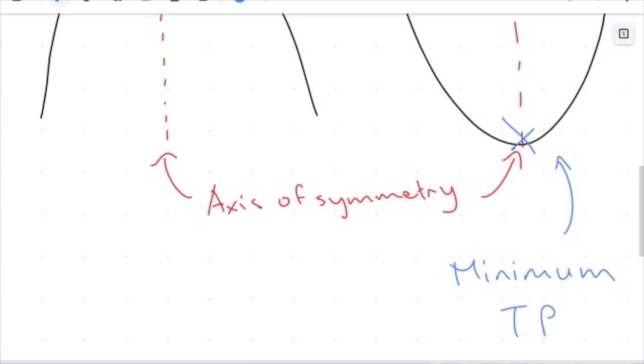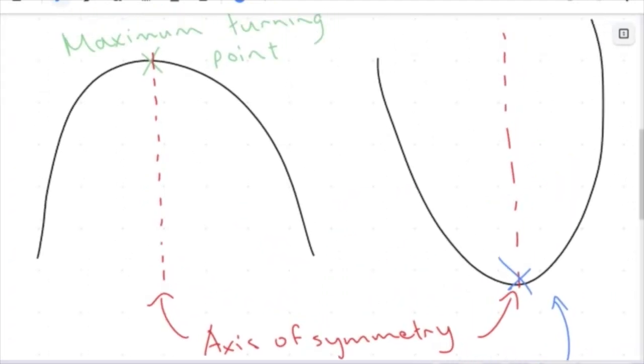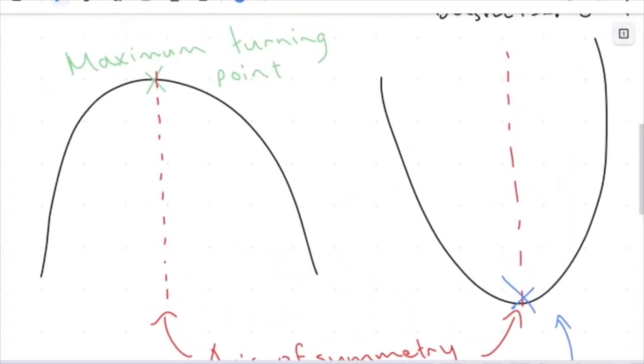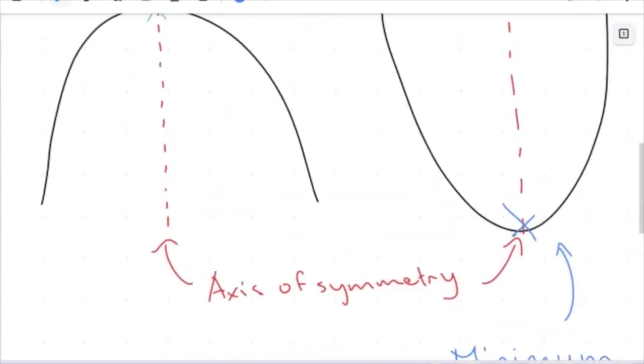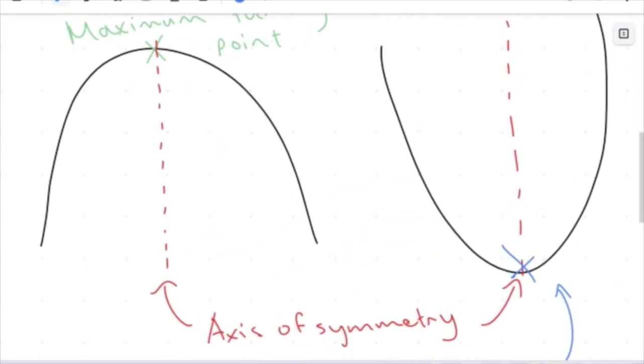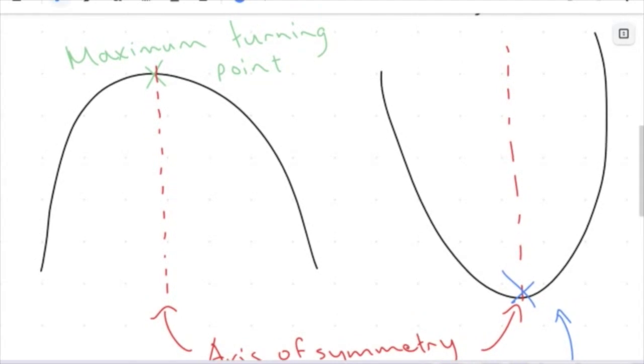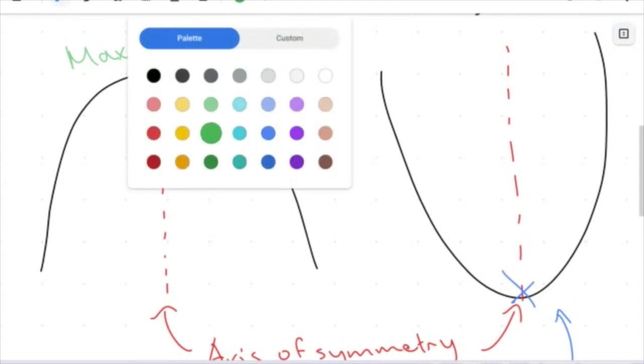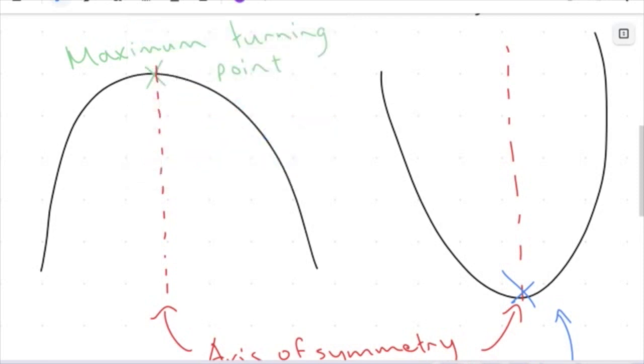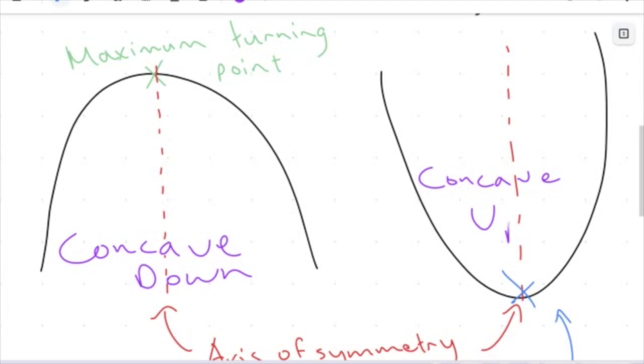And these two here are the two types of parabolas we're going to be dealing with. Now, these have a particular name. The one on the left here, we'll talk about this a lot more in the future, is what we call a concave down parabola. And this one on the right is what we call a concave up parabola.